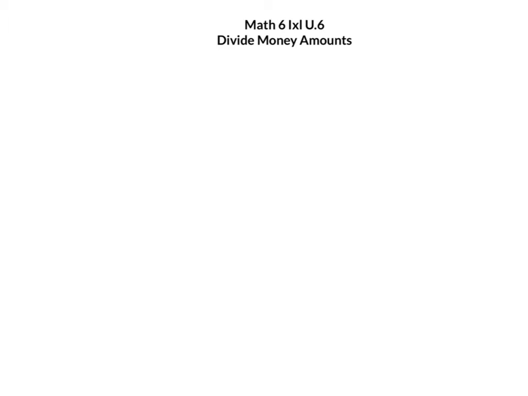All right, for this IXL, you guys are dividing money amounts. So this is just like dividing decimals. The exception is you put a dollar sign on the front. And then normally when you're dividing money, you always have to round to 2 decimal places.